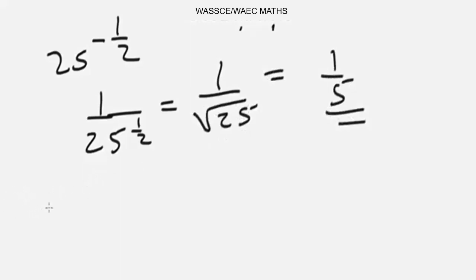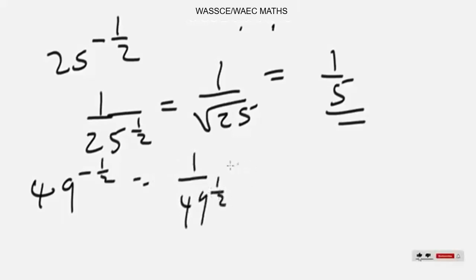What if you are given 49 to the power minus 1 over 2? Same thing as in this example: 1 over the square root of 49, which gives us 1 over 7.